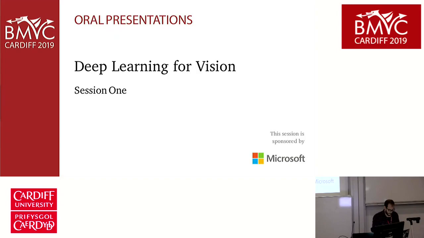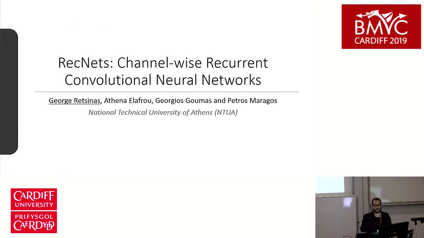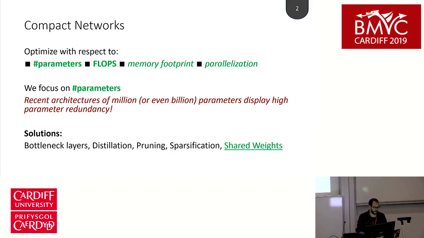Hello everyone, my name is George Tsinas from NTUA, from Athens, and I will present you yet another deep learning architecture. Our main objective is to create compact neural networks capable of running on low resource devices. In order to have compact networks, we usually need to optimize some parameters, like the number of floating point operations, the memory footprint, and the parallelization. We want to increase parallelization. In this work, we mainly focus on the number of parameters.